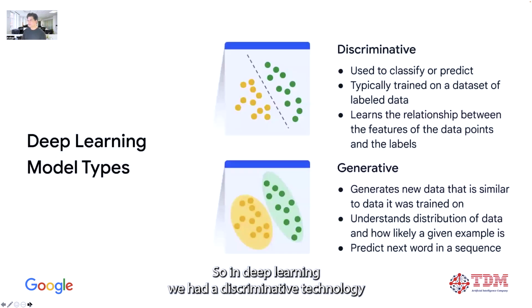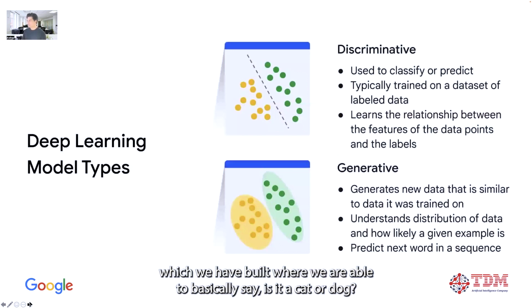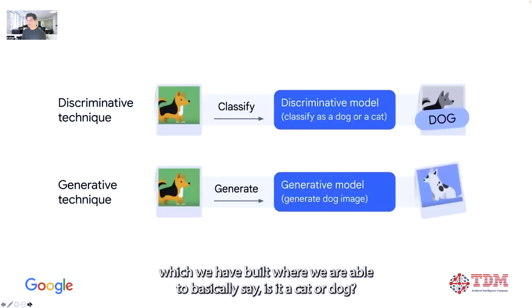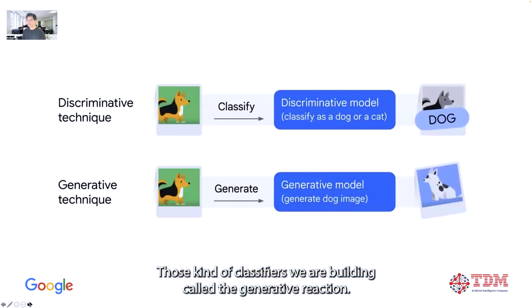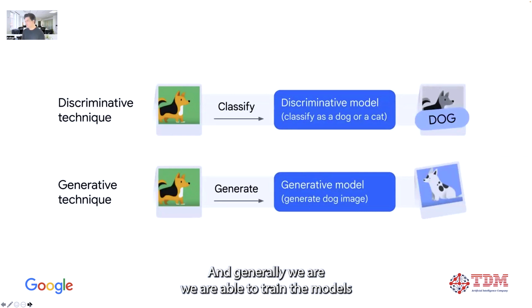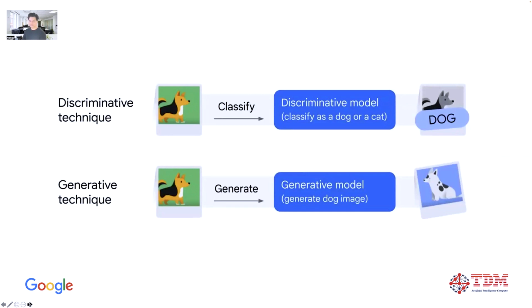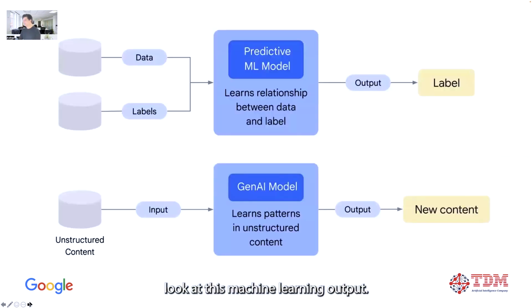So in deep learning, we had a discriminative technology which we have built, where we are able to basically say, is it a cat or a dog? Those kinds of classifiers we are building. Till generative AI came. In generative AI, we are able to train the models on unstructured data and generate some new content. So let's look at this.